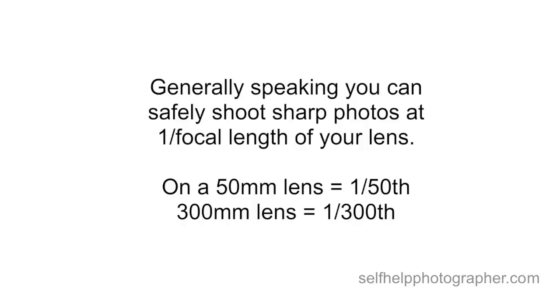So with your lens, the slowest shutter speed you can safely shoot is 1 over the focal length. For the lens I'm using on my camera right now, it's 1/50th of a second. It's a 50mm lens. If you have a 300mm zoom lens, that's 1/300th of a second.